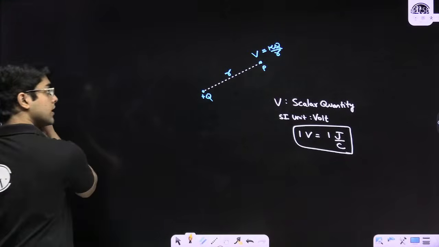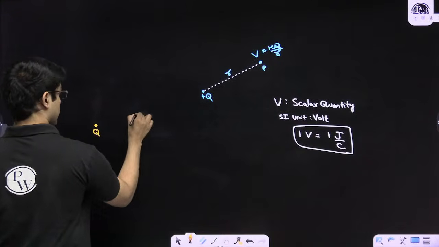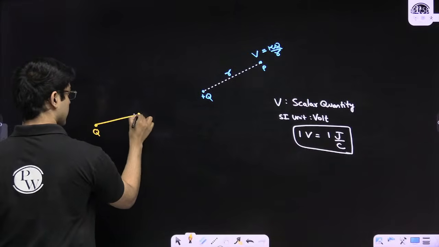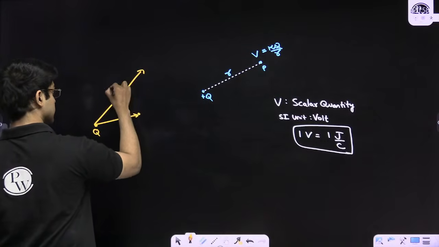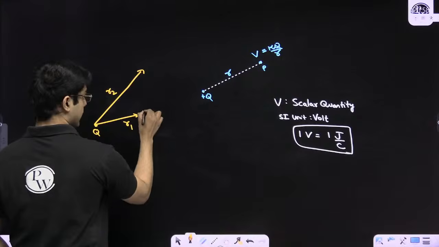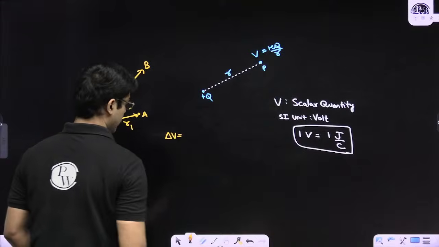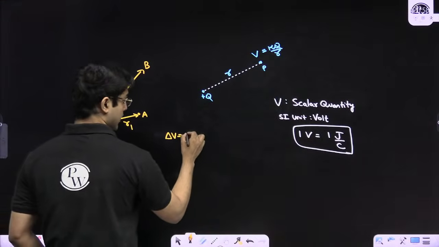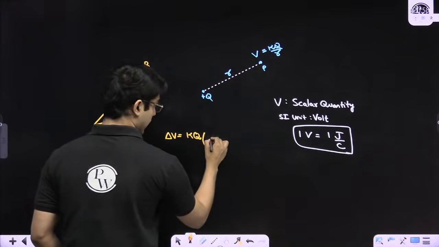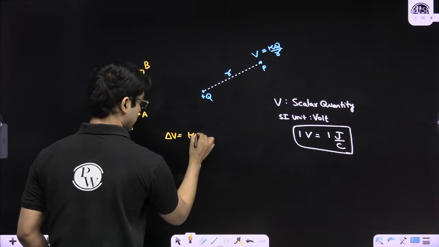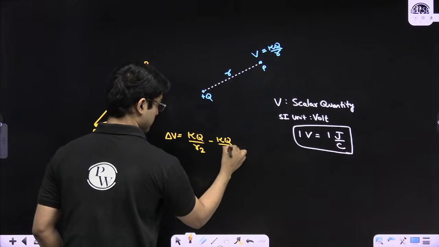Now, let's say the initial point is R1 and the final point is R2 distance away, and this is point A and this is point B. The potential difference is KQ by R2, which is the final potential, minus KQ by R1, which is the initial potential.